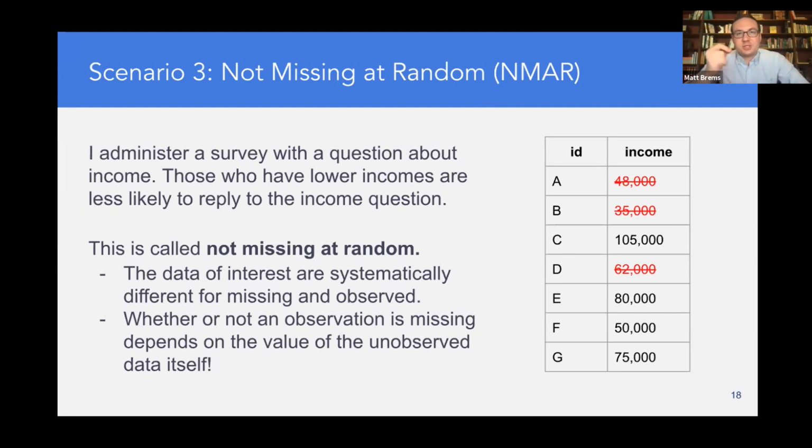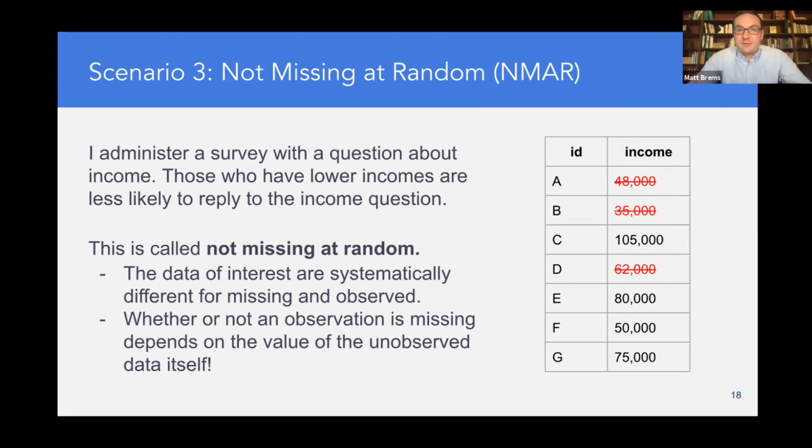Whether or not an observation is missing depends on the value of the unobserved or the missing data itself. So for example, here on the right-hand side, we see income, and we see that some people did not share their income. Notice that those incomes on average tend to be lower. It's not a perfect relationship. Someone making $62,000 did not share their income, someone making $50,000 did share their income, but this is not missing at random, where whether or not that data is missing depends, at least in part, on the value of that missing thing itself.